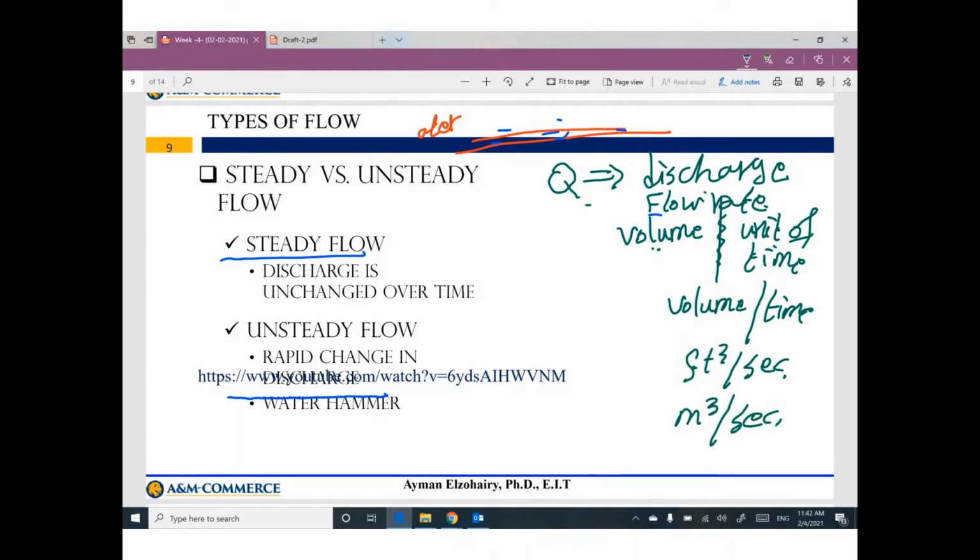Based on the discharge, if this discharge is constant, we call the flow steady flow. If the discharge is variable, with a rapid change in the discharge, we have something called unsteady flow, and this flow will cause something called water hammer, and this water hammer can cause damage in the system. Probably an explosion in the pipe system will happen.